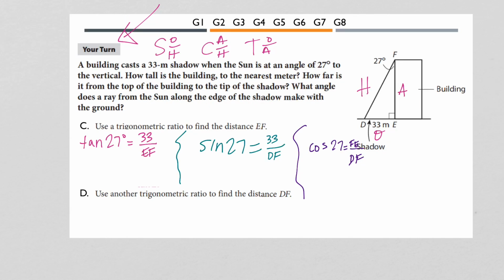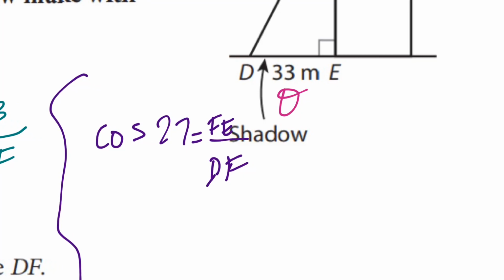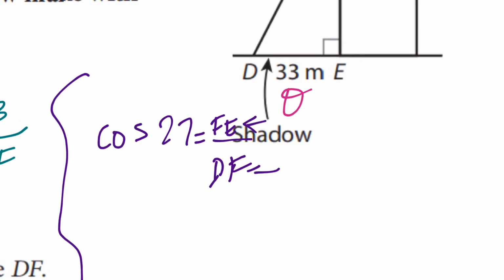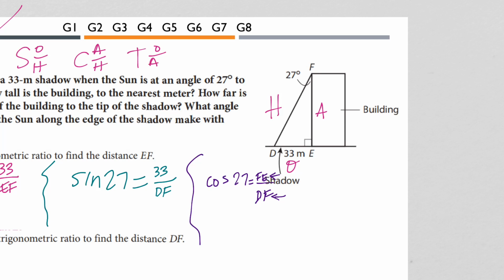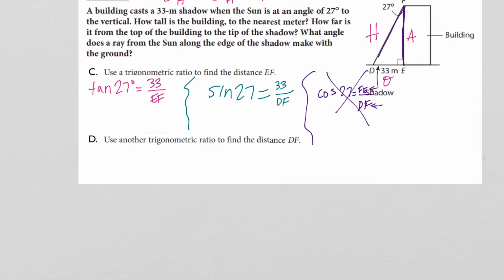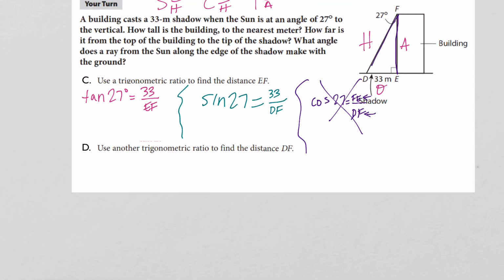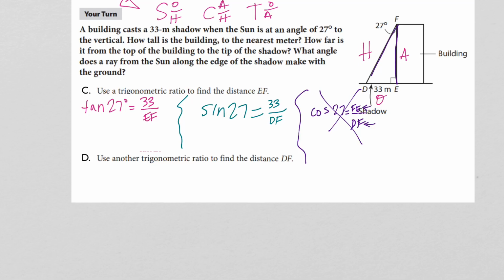For this question, C and D is asking you to use trigonometric ratios. So tangent 27 equals 33 over EF, or you can say X since you don't know the answer. Another one is sine 27 degrees is equal to 33 divided by DF. The one you can't use is cosine, because you're missing two side lengths. You don't know what EF measures, and you don't know the hypotenuse, so you cannot use cosine. The only ones you can use are tangent and sine, because we only have one unknown.